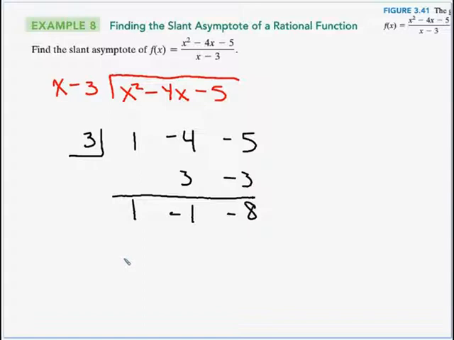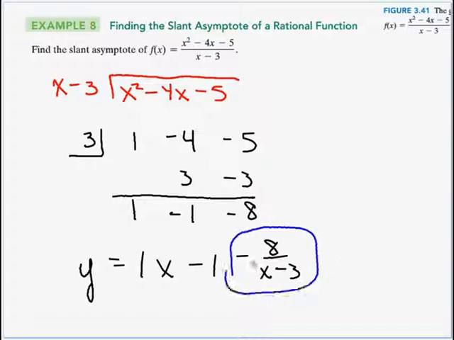So what I get here now is y equals 1x minus 1 with the remainder of 8 over x minus 3. Well, as we plug in very, very large values of x, this remainder becomes 8 over infinity, or it heads for 0. So the slant asymptote is 1x minus 1.